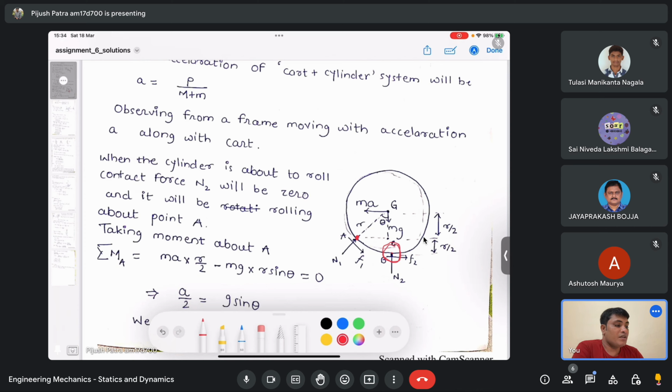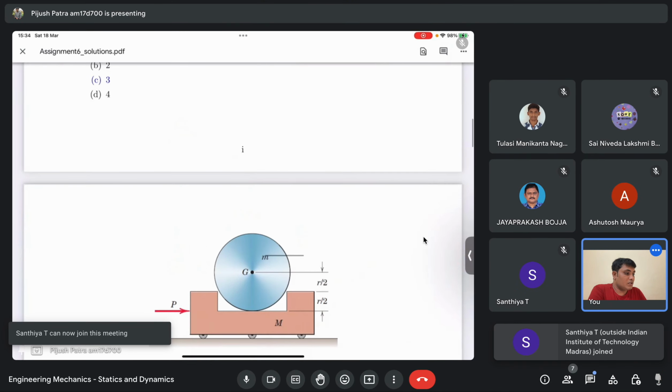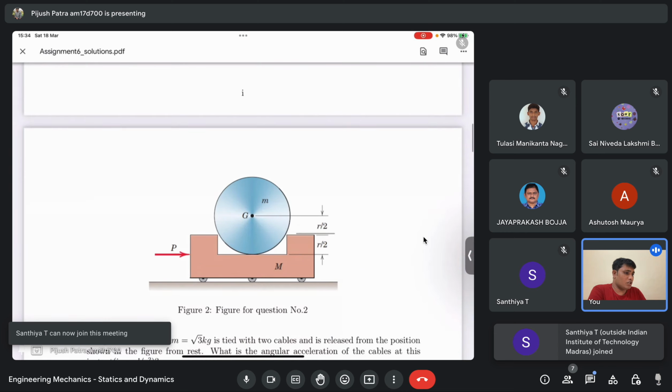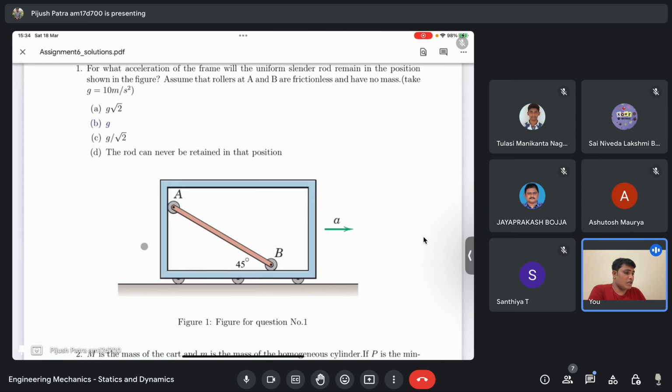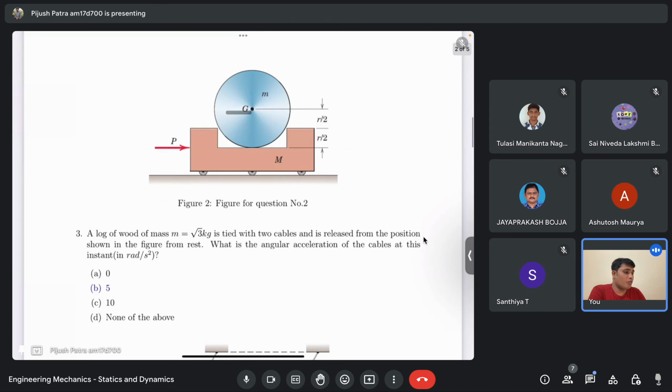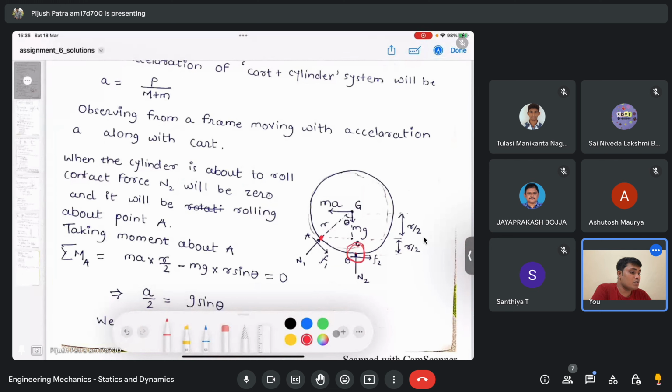Now the different dimensions are given, that this is r by 2, this is also r by 2. Am I right? Those dimensions are correct, right? Yeah. So this is r by 2, this is also r by 2. So now what you need to do is take the moment about this point. I'll just show you that. You just need to take moment about this point. That's all.